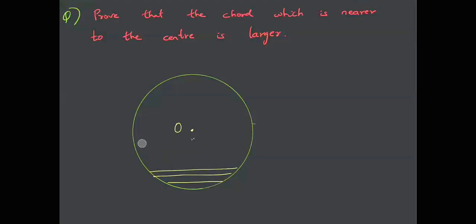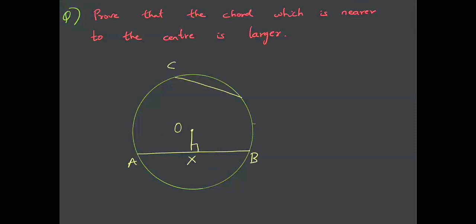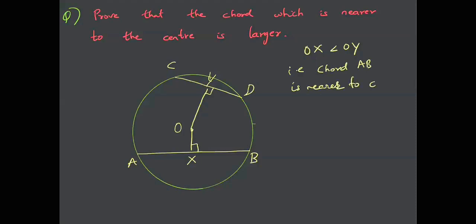So how can we prove this one? Let us take a chord, say this is AB, and say this is X. And let us take another chord, say CD, and say this perpendicular is Y. Let us say OX is less than OY. That is, chord AB is nearer to the center than chord CD. So what is required to prove is that the chord AB is of larger length than chord CD.